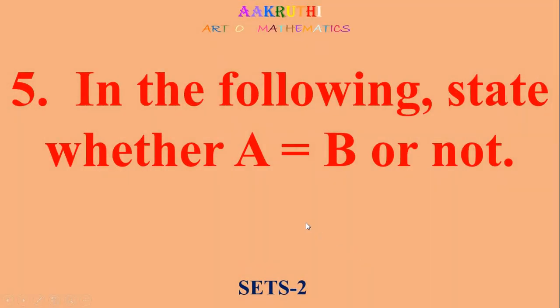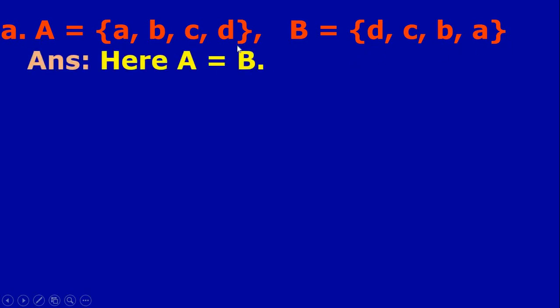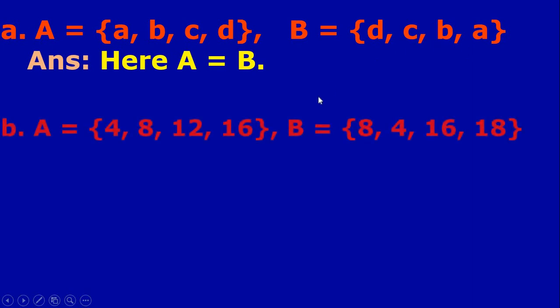So next question. In the following, state whether A equals B or not. You have to check whether the given sets are equal or not equal. Now first one, A equal to {a, b, c, d} and B equal to {d, c, b, a}. Here we have a, here also a is there and b is there, c is there, d is there. All the elements in A and B are the same. So therefore A and B are equal sets.